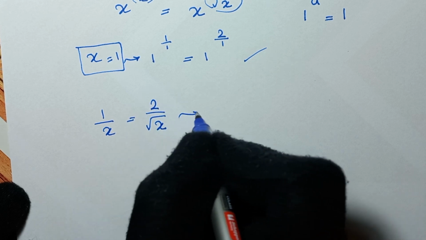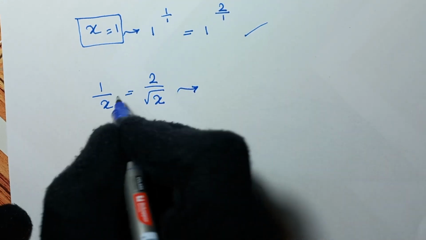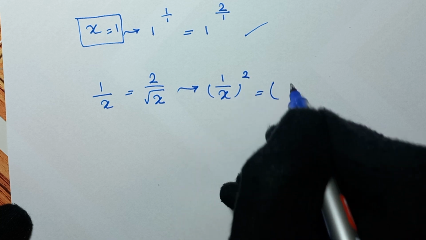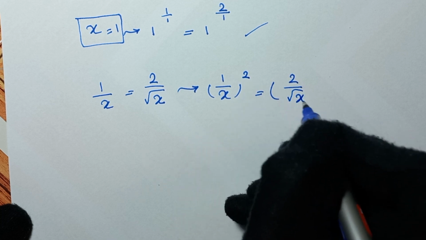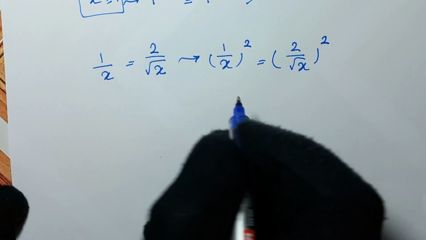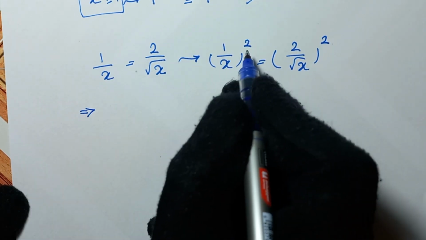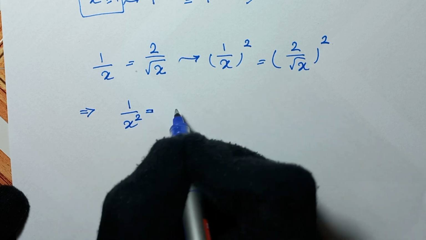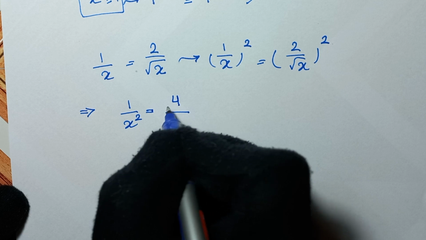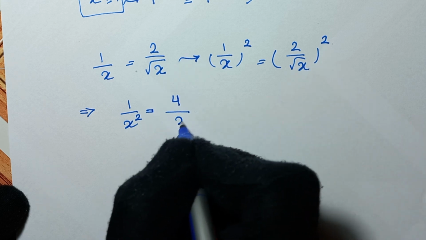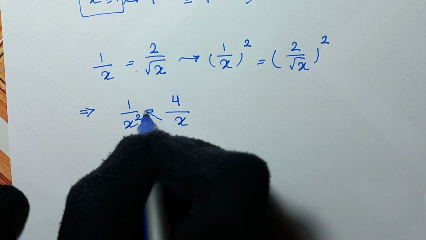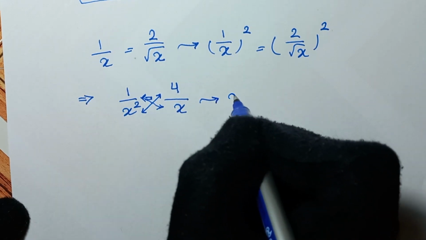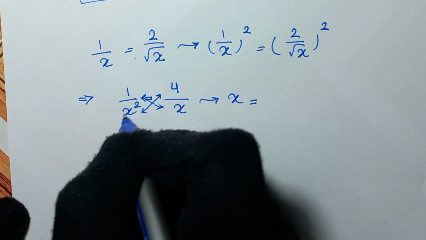So in here, we square both sides of this equation, and it will be 1 over x to power of 2 is equal to 2 over square root of x to power of 2. And it will be 1 over x squared is equal to 2 to power of 2, it will be 4, and the square root of x to power of 2, it will be x. And in the next step, we use cross multiplication, this times this and this times this. So it will be x times 1, it will be x is equal to 4x squared, right?